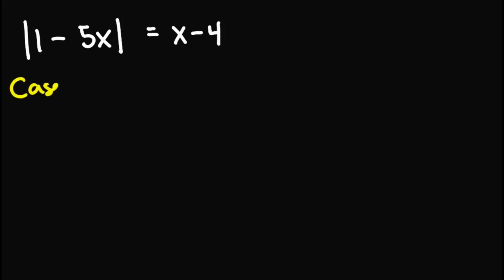Let's have this last example to further improve our skills on this lesson. So we have 1 minus 5x is equal to x minus 4. So again, we've got two cases. So for the first case, this one is simply 1 minus 5x equals x minus 4.